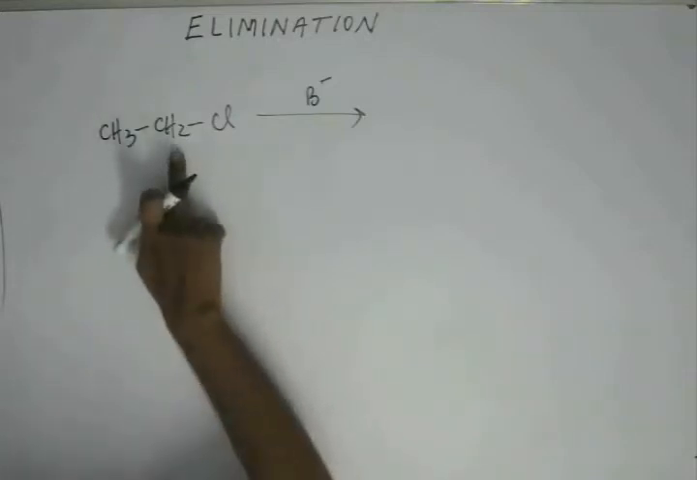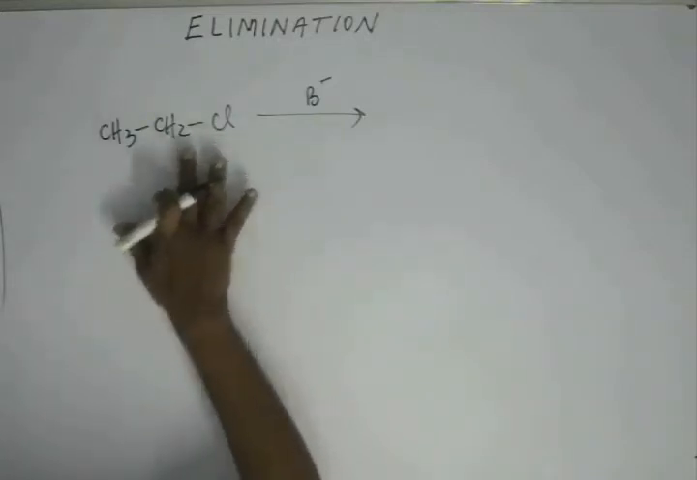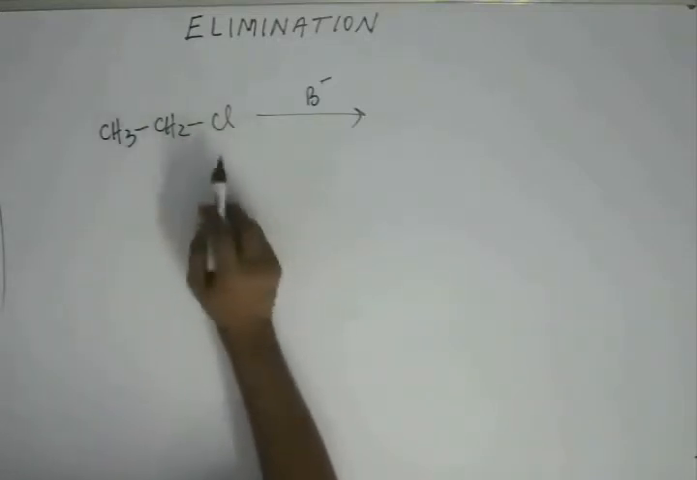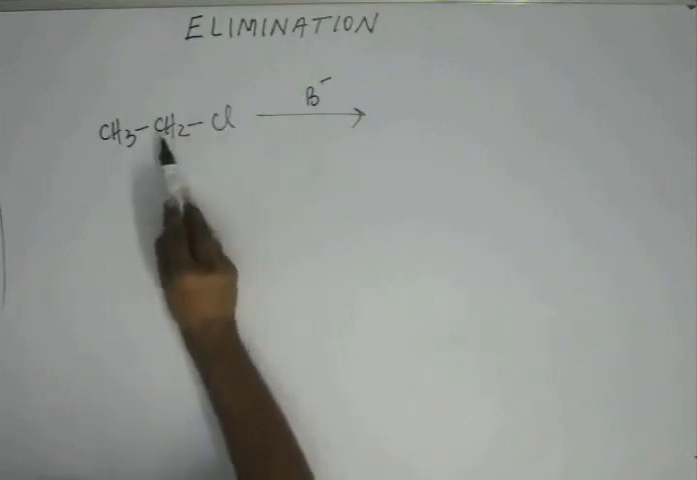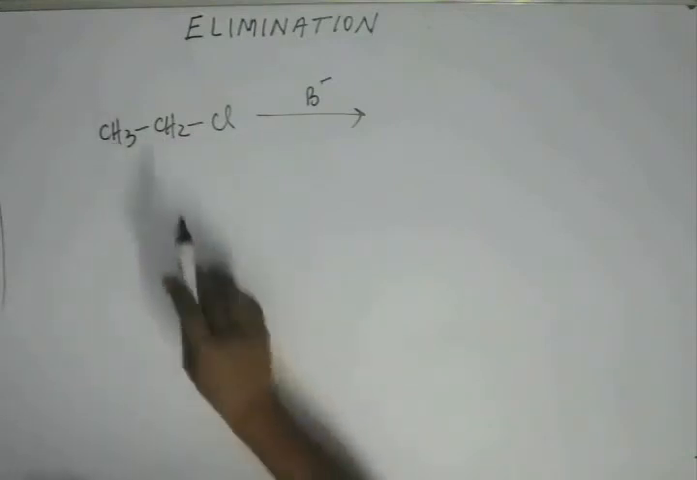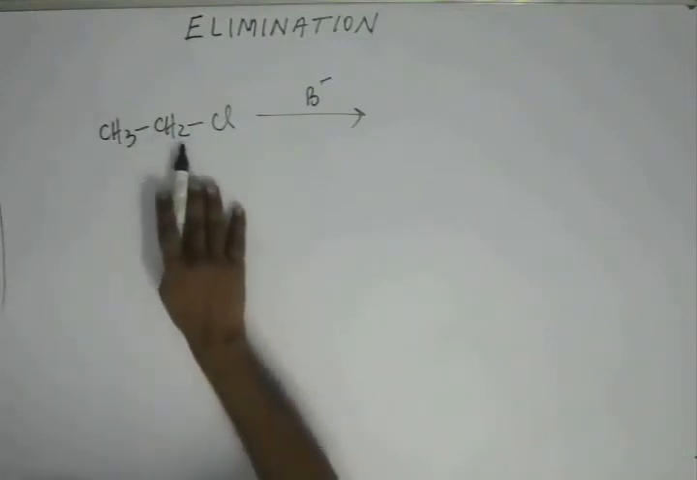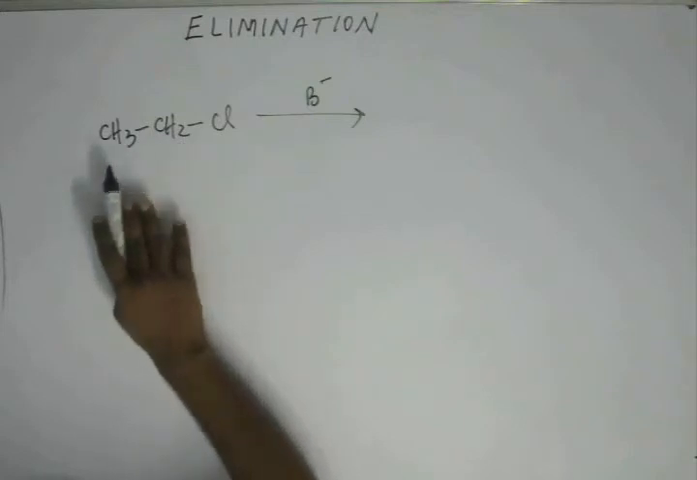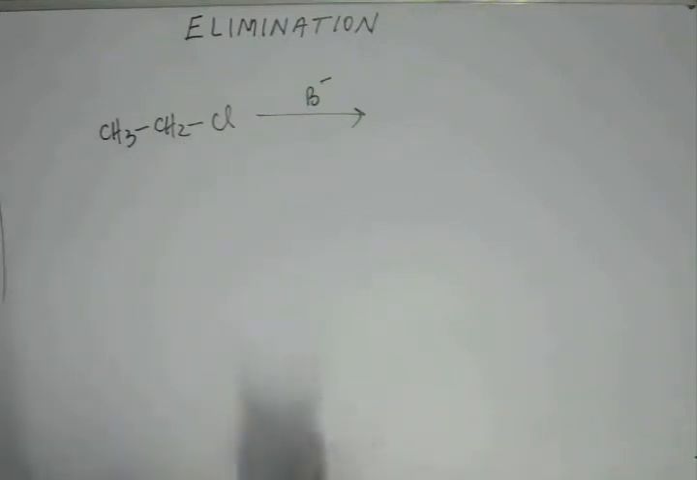Now there are two hydrogens, two positions of hydrogens. One is alpha with respect to leaving group. The carbon attached directly with the leaving group, that is alpha carbon, and subsequent carbon is beta carbon. Hydrogen on alpha carbon are alpha hydrogen and hydrogen on beta carbon are beta hydrogen. So there are two types of hydrogens, alpha hydrogen and beta hydrogen.